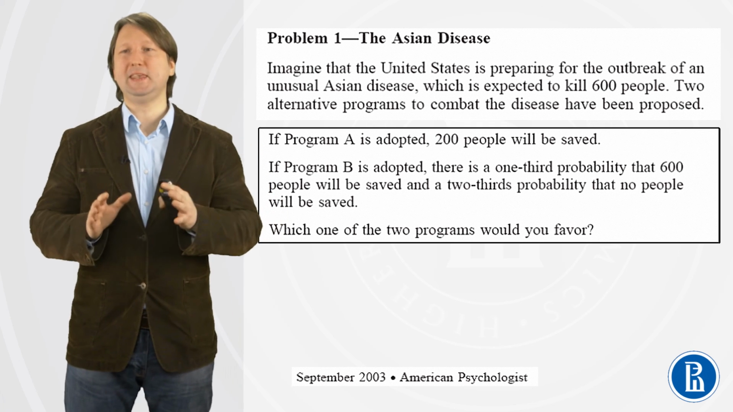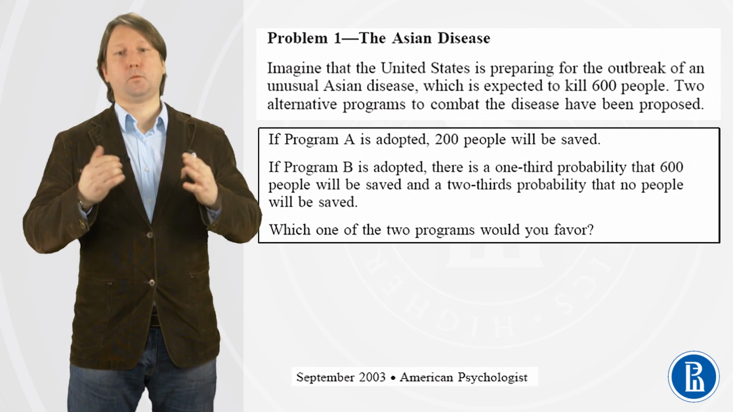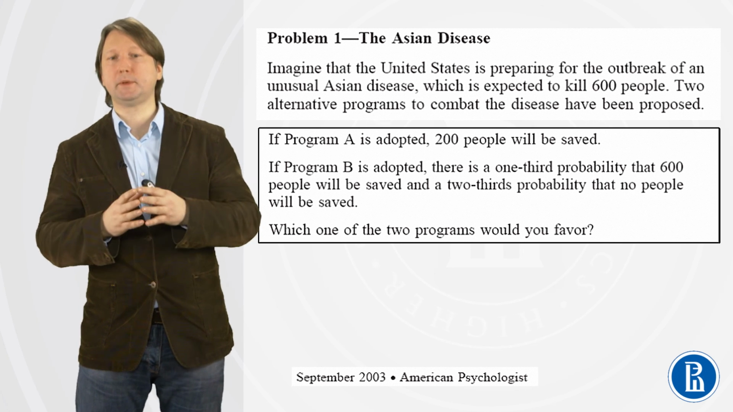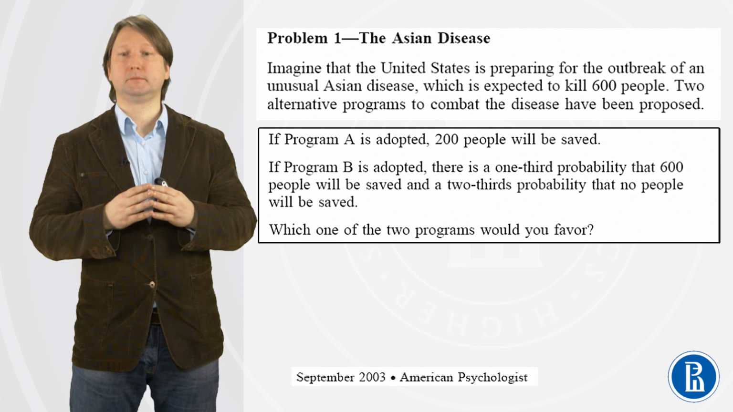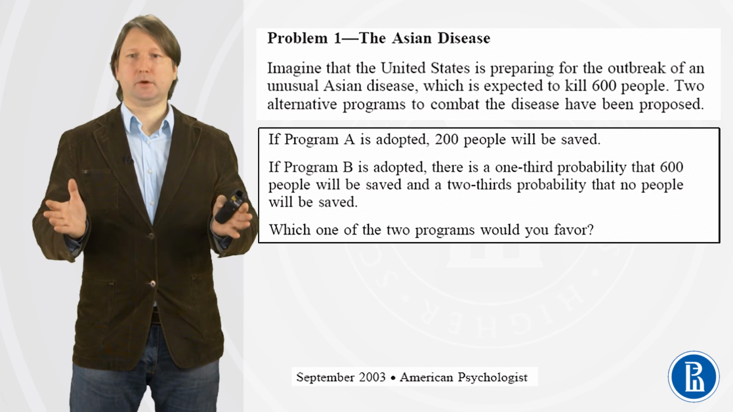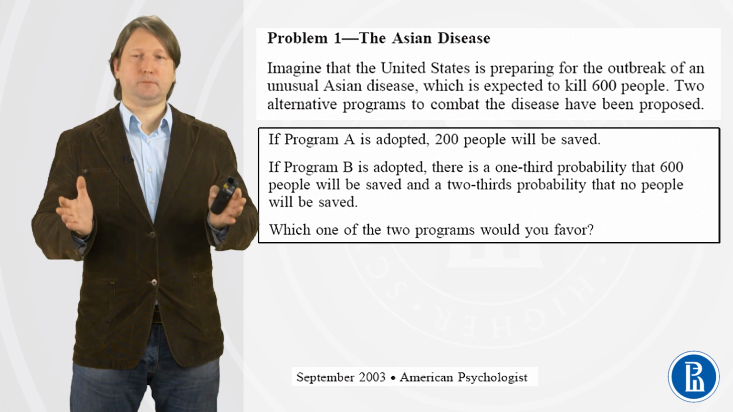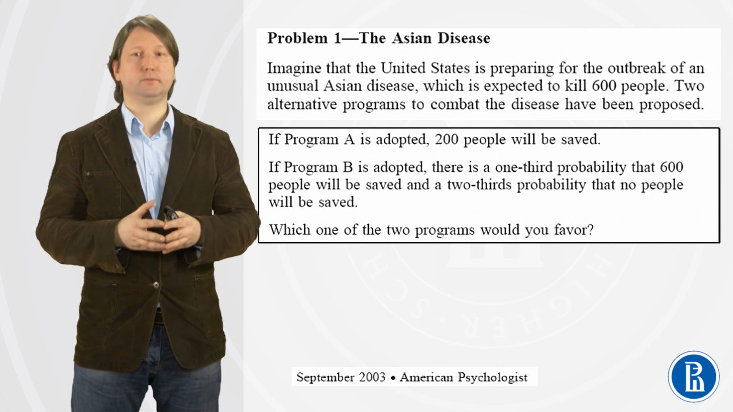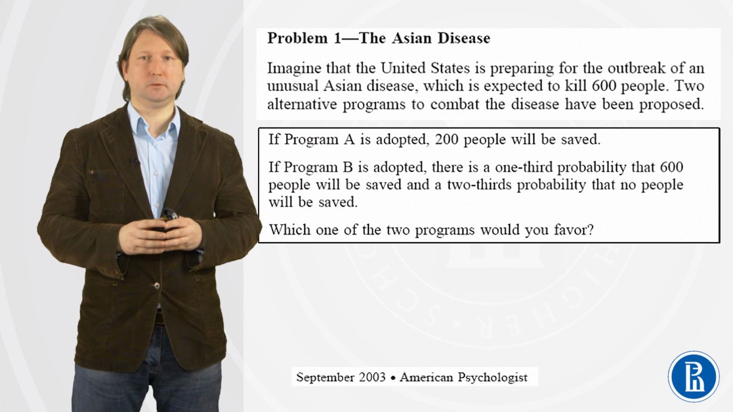If program B is adopted, there is a 1/3 probability that 600 people will be saved and a 2/3 probability that no people will be saved. Which program would you select? Think for a moment. A lot of people, and many studies show this, prefer program A, because this program guarantees that 200 people will be saved.